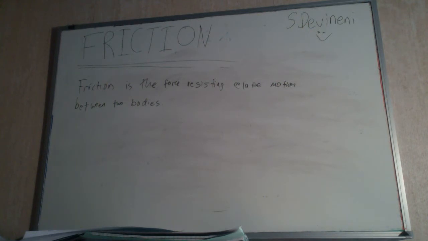Before we get into it, let's just define what friction is. Friction is the force resisting relative motion between two bodies. It's pretty easy actually. In other words, friction is a stopping force. Friction opposes motion.